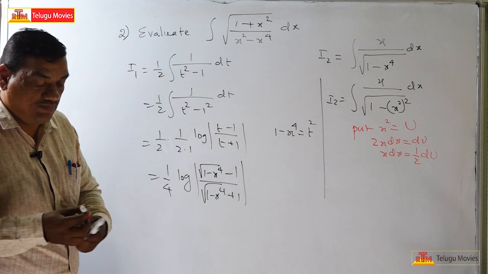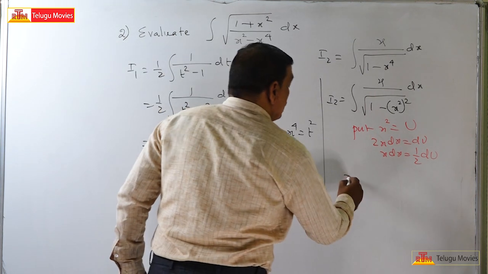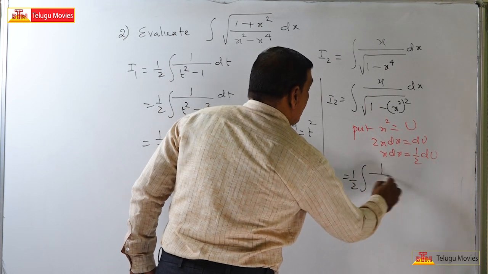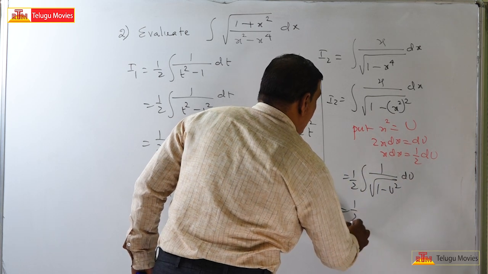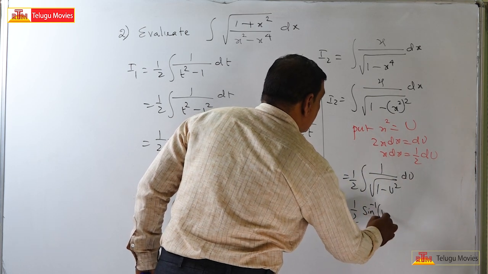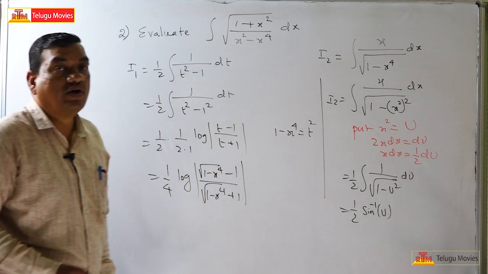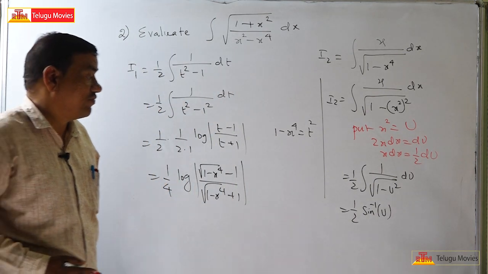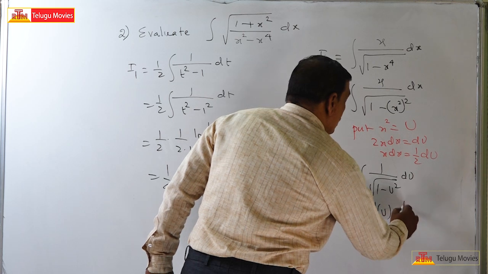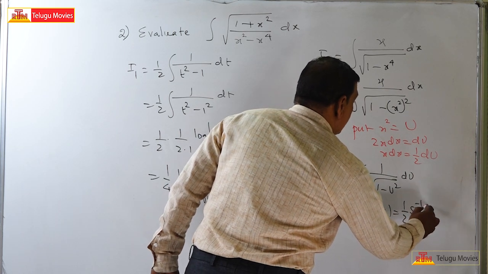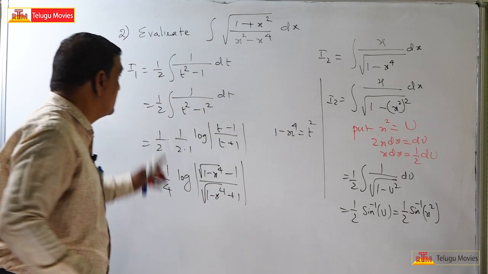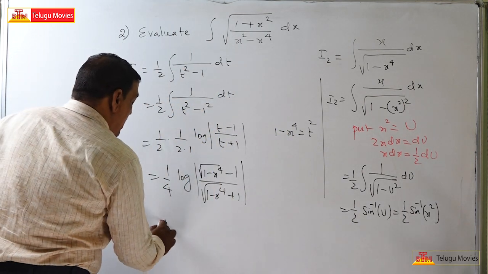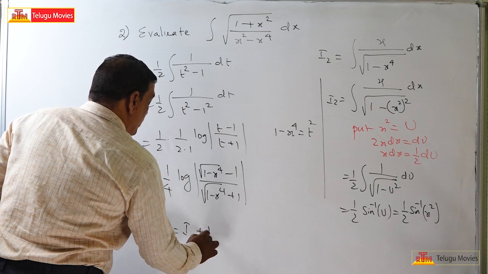Now let us substitute this. So it is equal to 1 by 2 integral of 1 by root of 1 minus u square du. This is 1 by 2 into sine inverse of u, since the integral of 1 by root of 1 minus x square is sine inverse of x. So this is equal to 1 by 2 into sine inverse of u. Here u means x square. So now our final answer is I is equal to I1 plus I2.